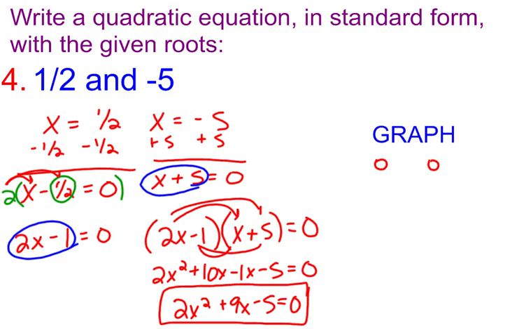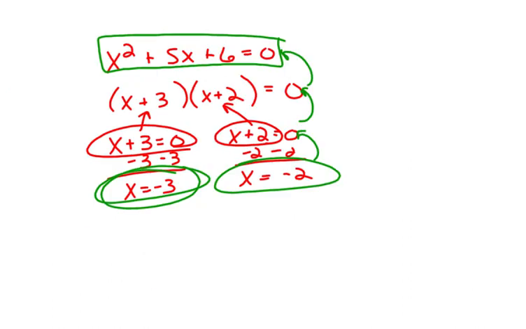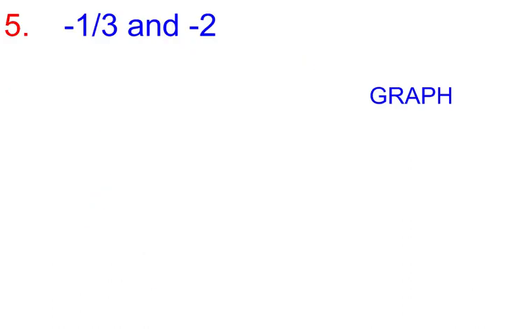To check this, what you could do is actually graph 2x squared plus 9x minus 5 on your calculator and make sure that you see that it crosses the axis at 1/2 and negative 5. That would tell you that you probably did that right. So we'll try another one. Number 5. I want you guys to try this one by yourself and then go ahead and unpause the video and see how you did.